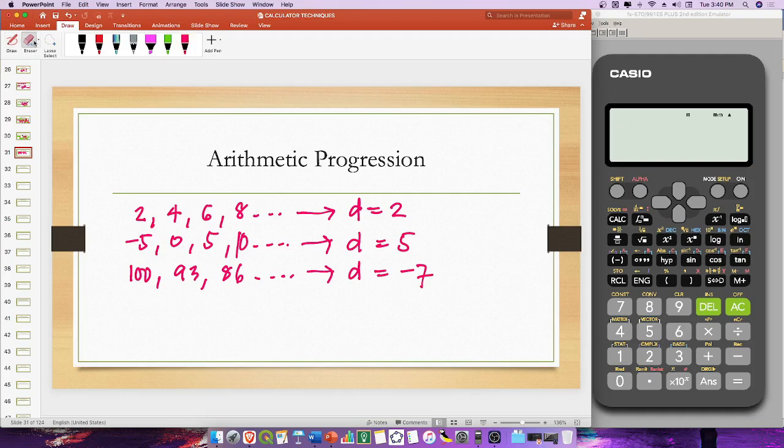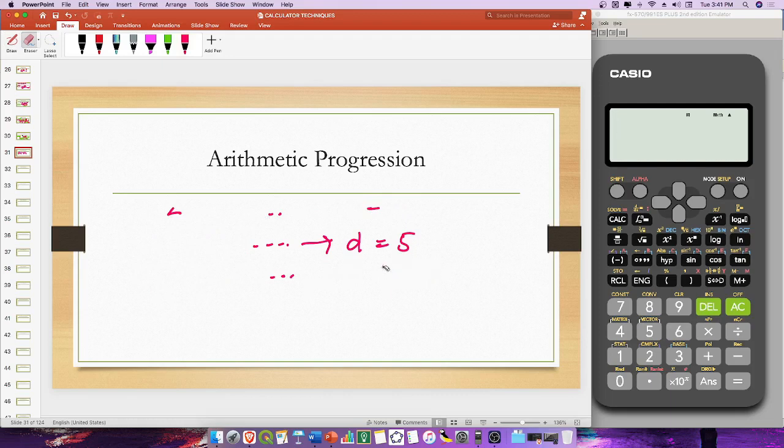Okay, let me erase this part first. So take note, the arithmetic progression is characterized by its common difference. Now, say for example, my first term, which I will label as A1, is A, and my common difference is D. What would be the next term? That is the sum of your first term plus the common difference. So this will become A1 plus D.